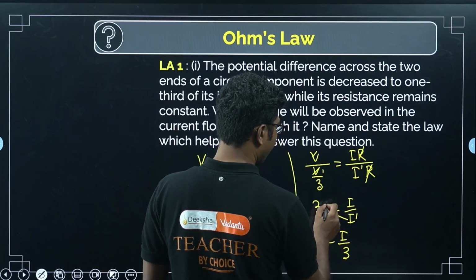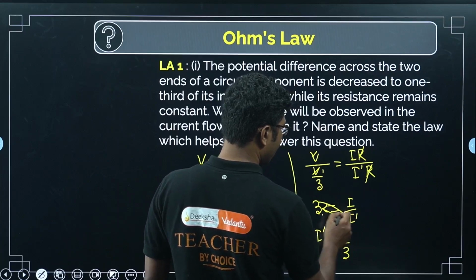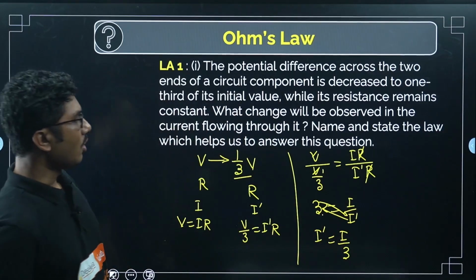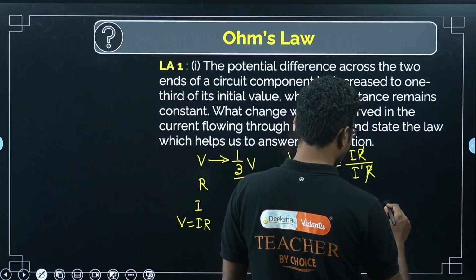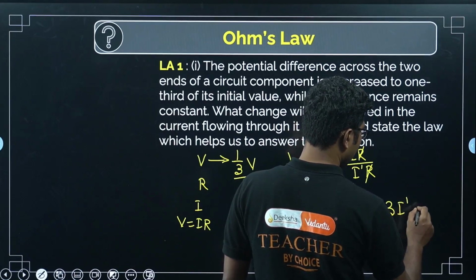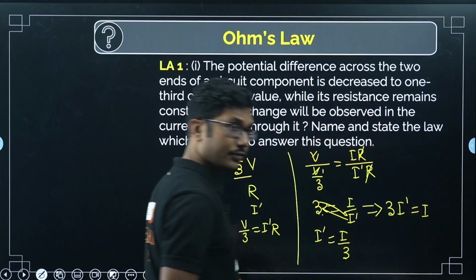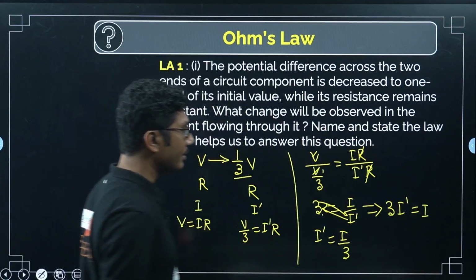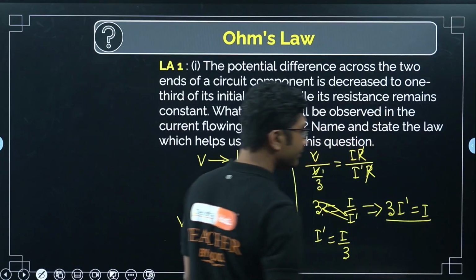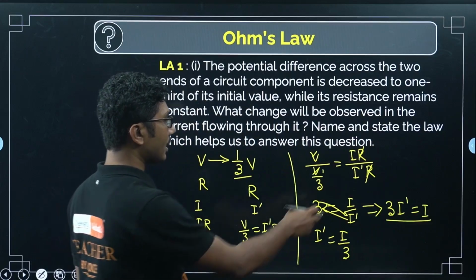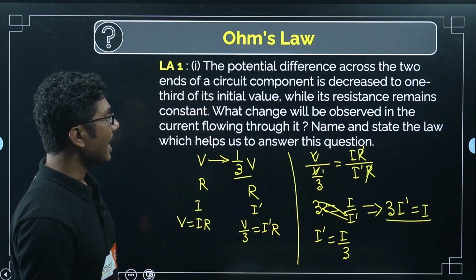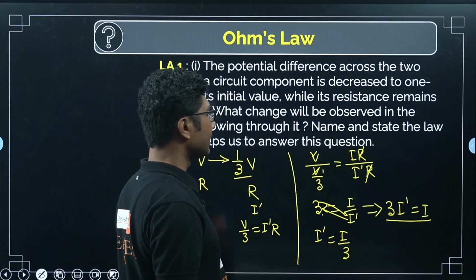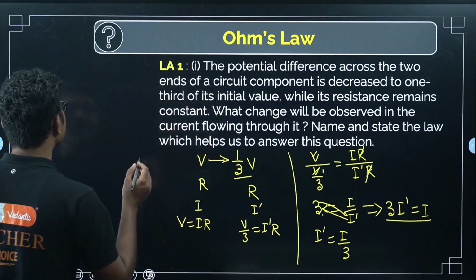This will go up, this will come down, so cross multiplication. Or for simplicity, you can write one more extra step, that is 3I dash equals I. If you are confused, you can write this intermediate step. Then you can find I dash equals I by 3. Name and state the law which helps to answer this question. Obviously the law that we are using is Ohm's law.